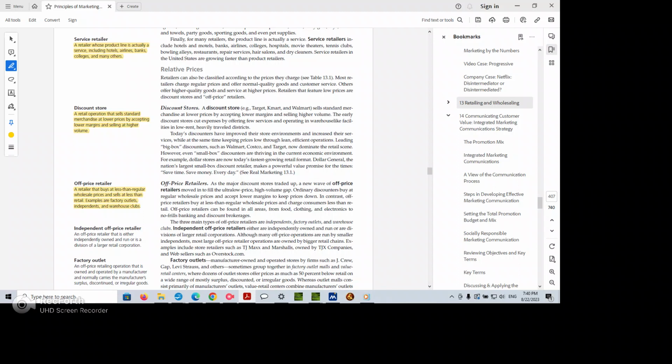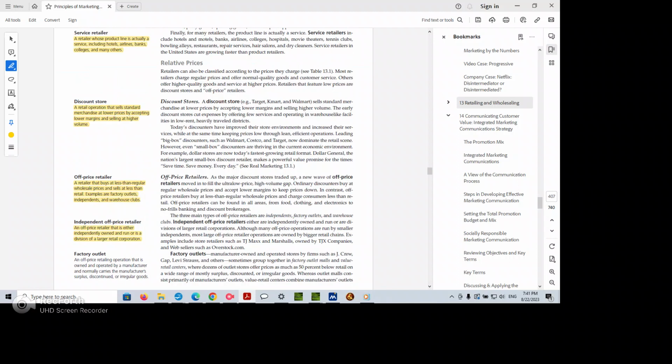So suppose you have a company that produces their own goods. They have something called factory outlets. So it goes from factory to that store. There's no middleman, therefore it can make the price cheaper. Also, we have independent off-price retailer. Now, an off-price retailer that's either independently owned and run or is a division of a larger retail operation.